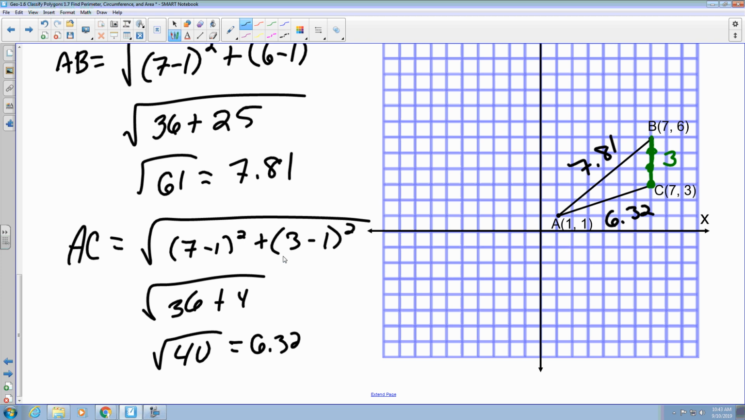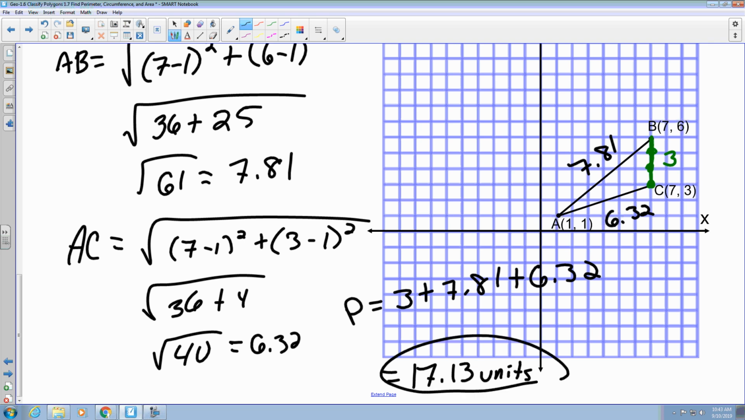So now I have to find the perimeter. The perimeter is going to be 3 plus 7.81 plus 6.32. Add them all together, and I get 17.13 units.